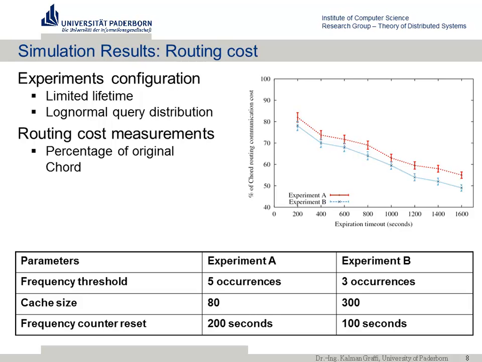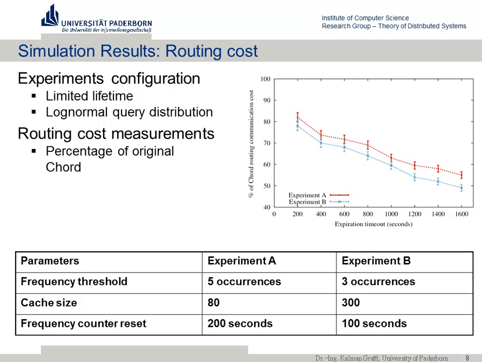There were also some experiments with 1,000 nodes, I think, that are presented in this picture. Here you have experiment A and B. In experiment A, you put some content in the cache if it occurred 5 times, and you have a cache size of 80, and you reset it after 200 seconds. In experiment B, you only wait to have it occur 3 times to mark it as popular. You have a bigger cache size and a smaller frequency counter reset.